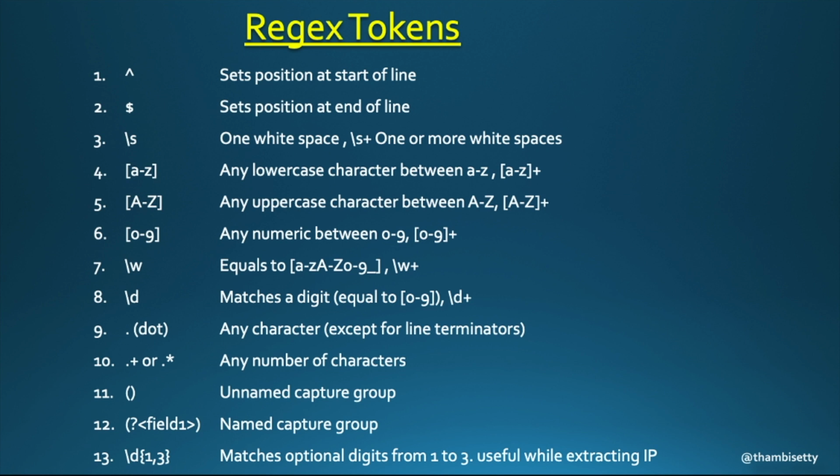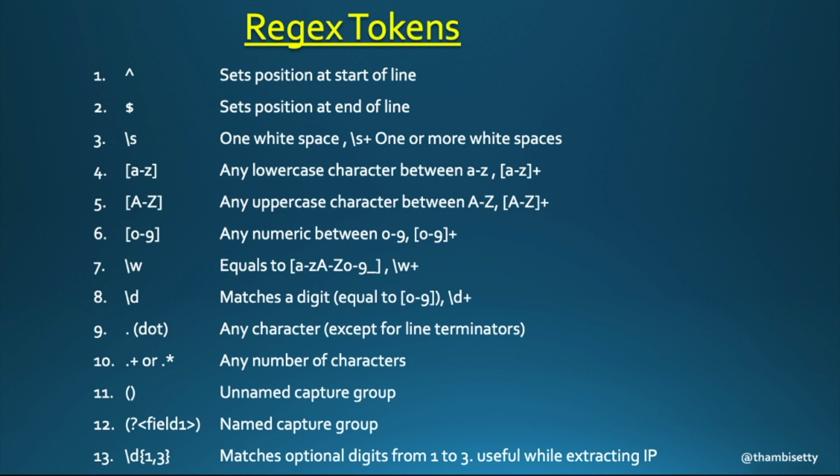Backslash w matches any lowercase character or uppercase character or number or underscore, and it is equivalent to the combination of a to z, A to Z, 0 to 9 and underscore. Adding plus to it matches one or more such characters. Backslash d matches any single digit and it is also equivalent to 0 to 9 in bracket. Adding plus to it matches one or more digits.